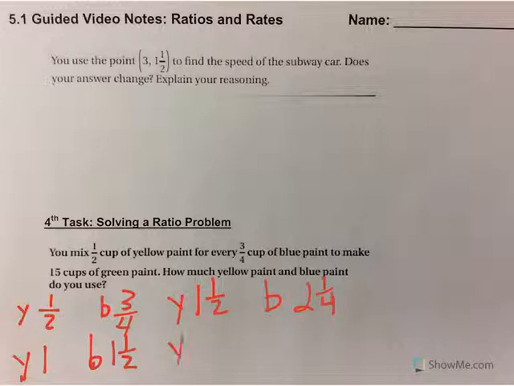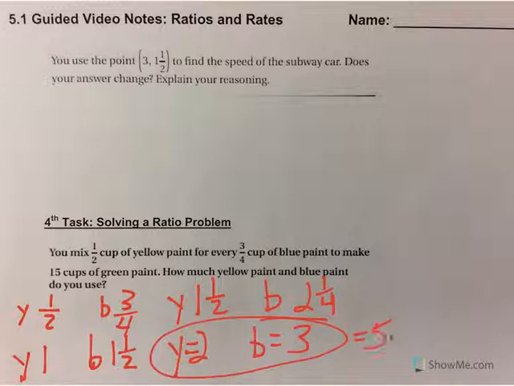And then yellow, add a 1/2 again. That would give me 2 for the yellow. And for the blue, add 3/4. That would give me 3. So I can see now, right here, this would equal 5 total cups. 5 total cups. So 2 cups of yellow to 3 cups of blue would give me 5 cups total of green paint.